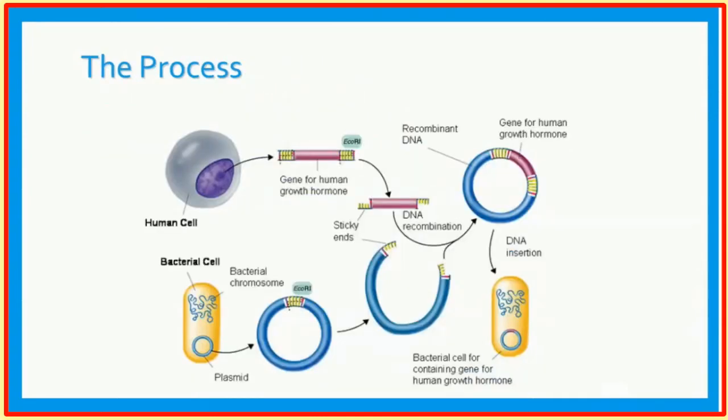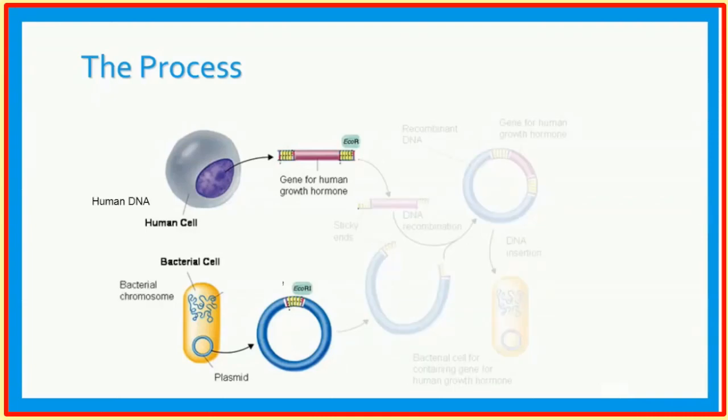You've seen the lab bench steps to create recombinant DNA, but let's zoom into their molecular level. This is an overview of the process, but we'll go through step by step. First, the target gene from the human DNA, in this case human growth hormone, is isolated. A bacterial plasmid is extracted from a bacterial cell.